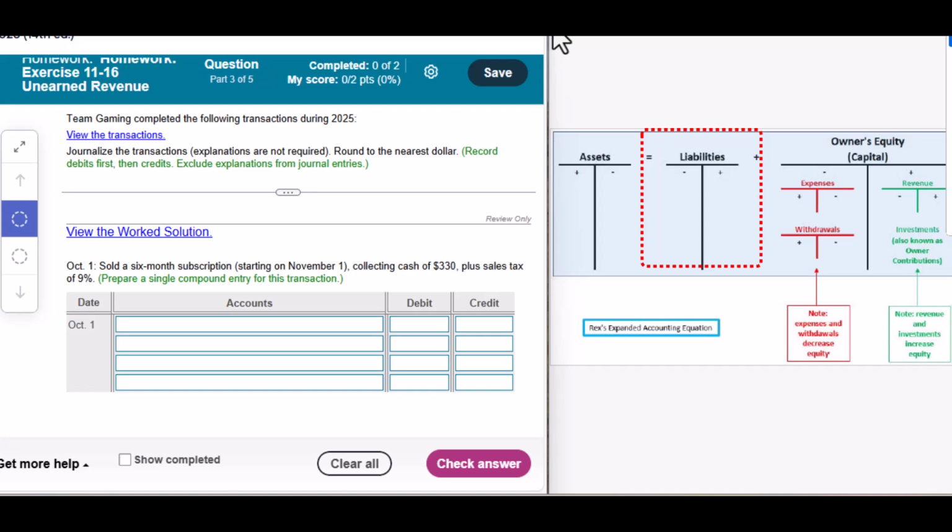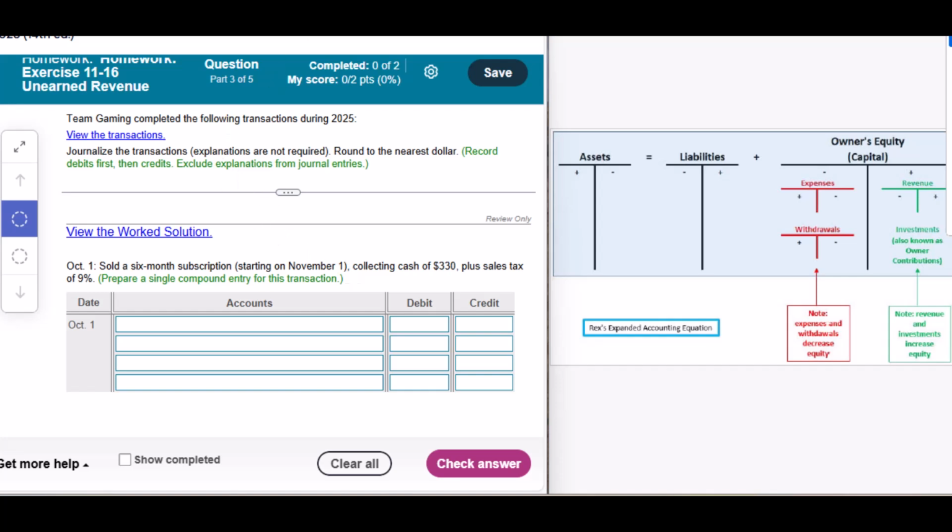So in this exercise, notice it is October 1st here, and we sold a 6-month subscription starting November 1st. So that means we're not going to send our first edition, or our first issue, I should say, until a month later. So on October 1st, we're going to sell a 6-month subscription, but we're not going to give any issues yet. Therefore, we owe the whole amount on October 1st, so it's going to have to be a liability called unearned revenue.